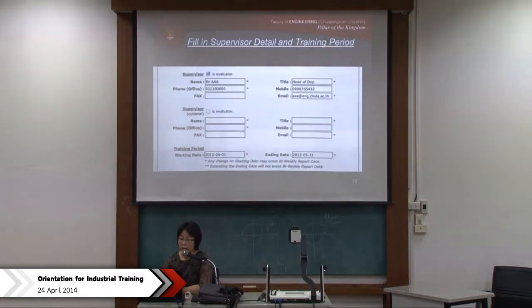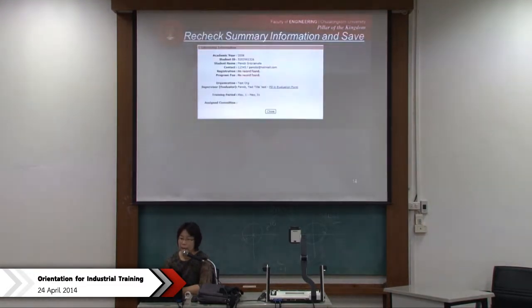Once you fill everything in, you click save and then it will appear here in your internship information. Both the organization and the supervisor name, and the training period also. The assigned committee is the committee assigned by ISE, mostly the instructor who will grade you as another evaluator. Up to this point, any question?